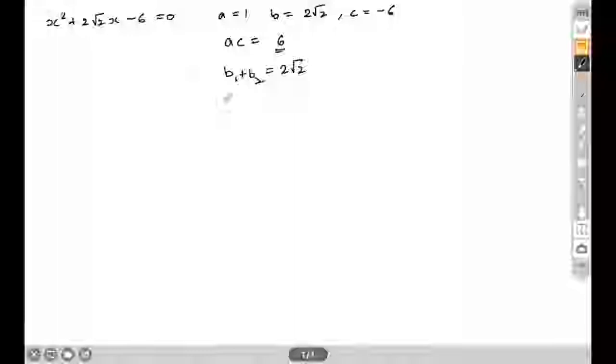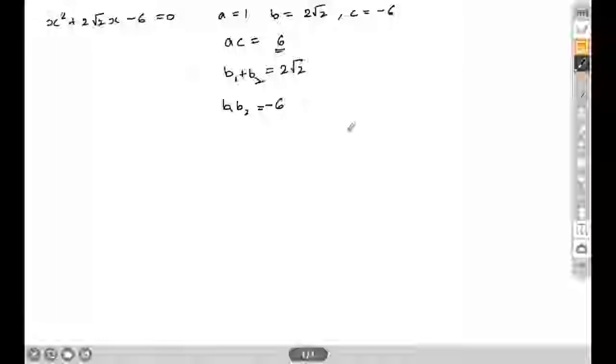Again, what is a? A is 1. What is b? B is positive 2 root 2. And c is negative 6. Okay, now what is ac? Ac is negative 6. And b I have to split in such a way that b1 plus b2 is equal to 2 root 2 and b1 times b2 is equal to negative 6.